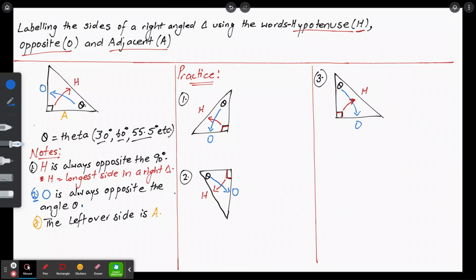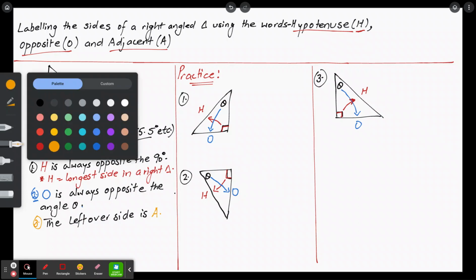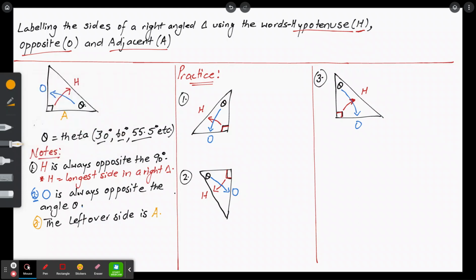Now, as I always say, the easiest way to find the adjacent side is that the leftover side is my A. So that means in all the 3 triangles, the A is that one here, adjacent is that, and this one here is your adjacent. Beauty, isn't it?